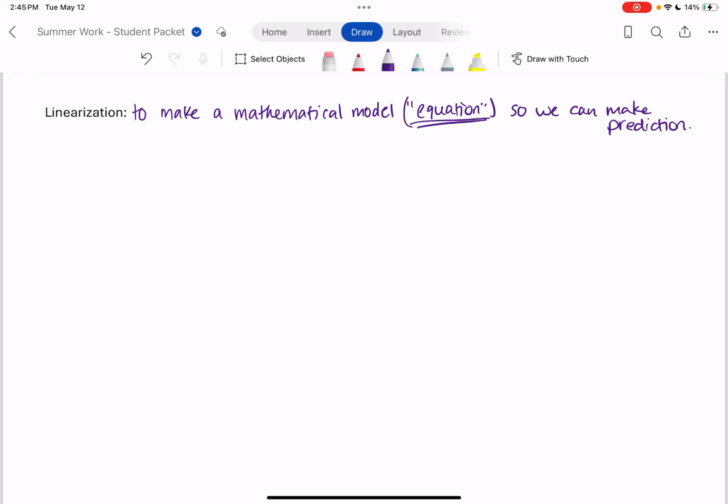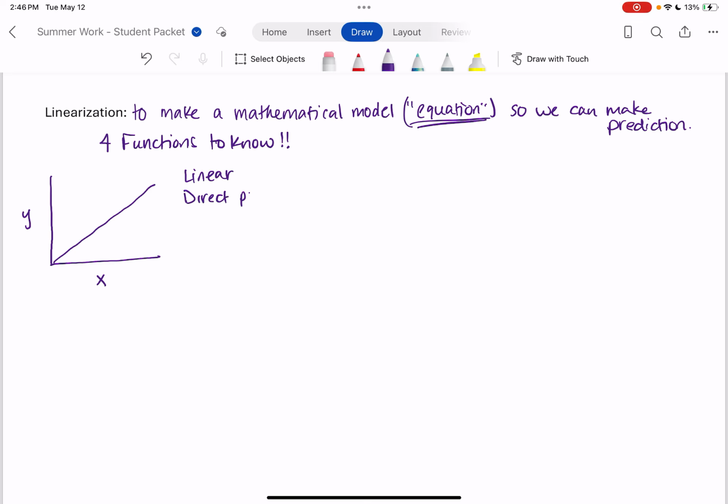So before we get started, there are 4 main functions that you must know going forward in physics. You have to be able to look at the shape of a graph and identify what type of relationship we're looking at. So the first one is, let's say we have y and x. This is simply a linear graph. This can also be called a direct proportion.